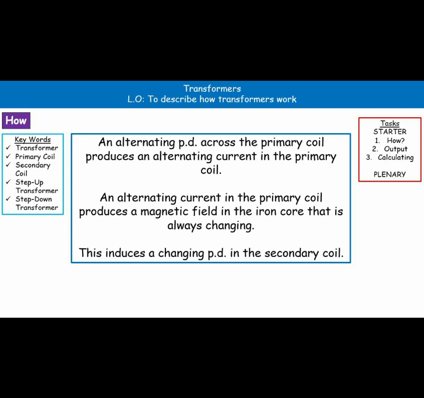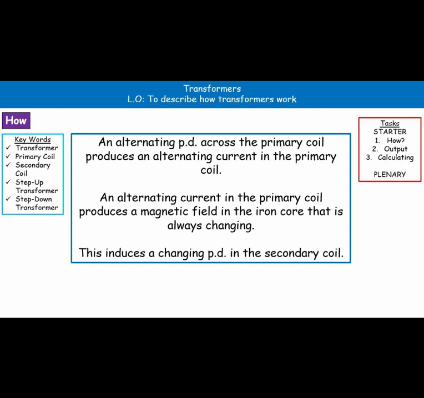As a result of that, remember the other side of the iron core has got that secondary coil of wire wrapped around it. We see this constantly changing magnetic field around that wire. We're then going to induce a changing potential difference in the secondary coil. So make sure you've got those 3 points written down just to explain how it works. The first thing that happens is an alternating potential difference across the primary coil produces the alternating current in the primary coil. That then produces a magnetic field in the iron core that's always changing, and that is going to induce a changing potential difference in the secondary coil.